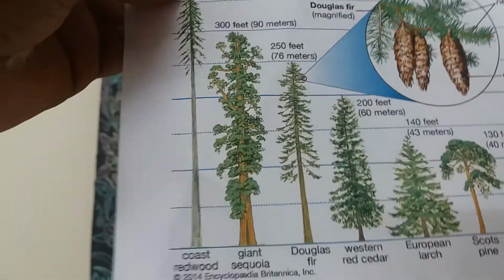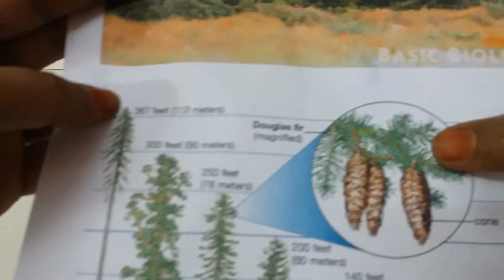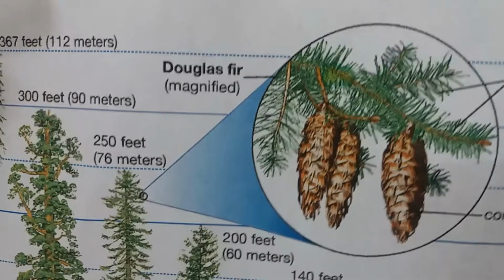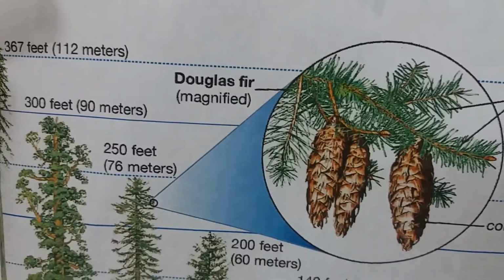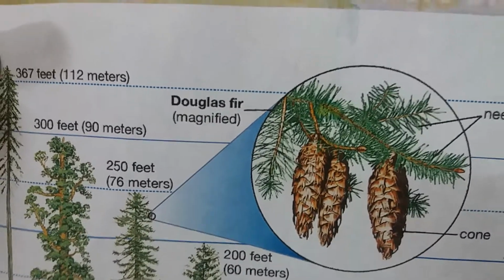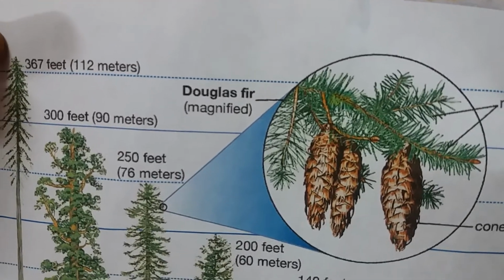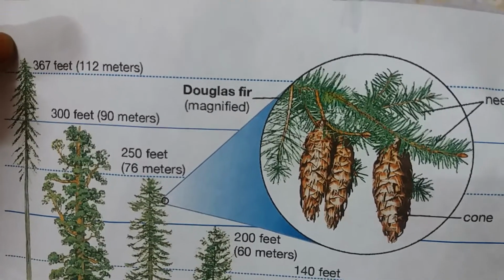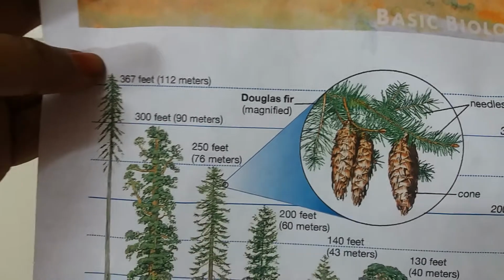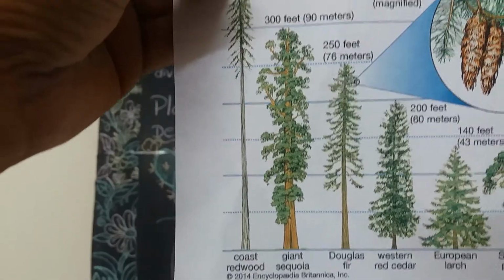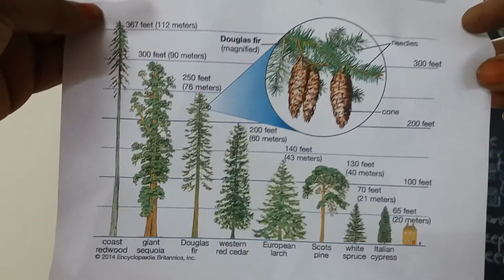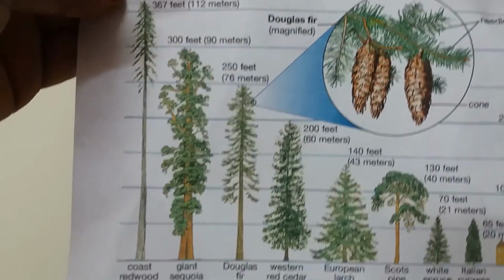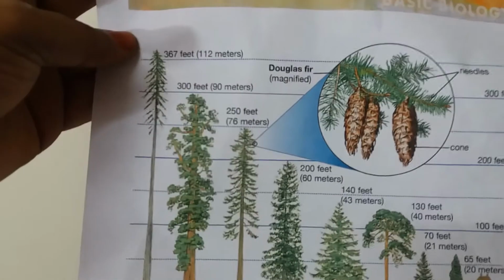Their leaves are very thin and needle-like. See how the leaves are? Needle-like, they look like a needle. So their leaves are thin and needle-like. The leaves have few stomata to prevent loss of water. The leaves have a waxy coating. To prevent damage from the snow, the leaves are covered with a waxy coating.